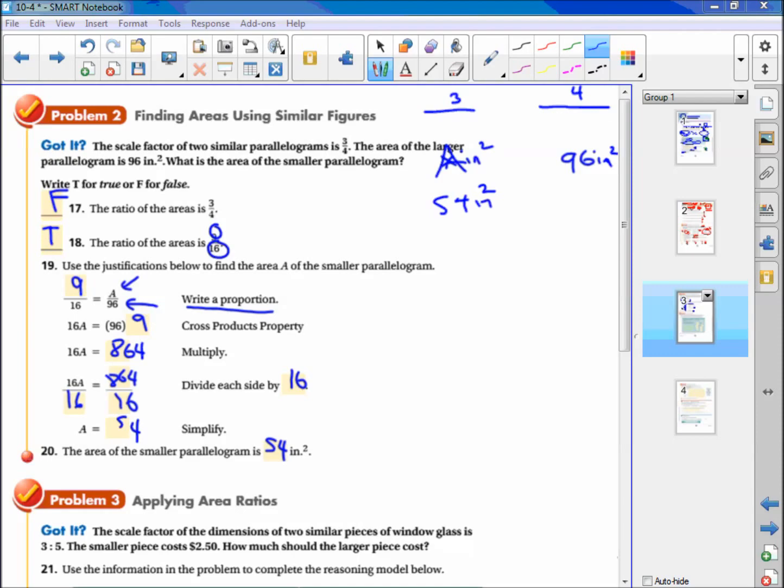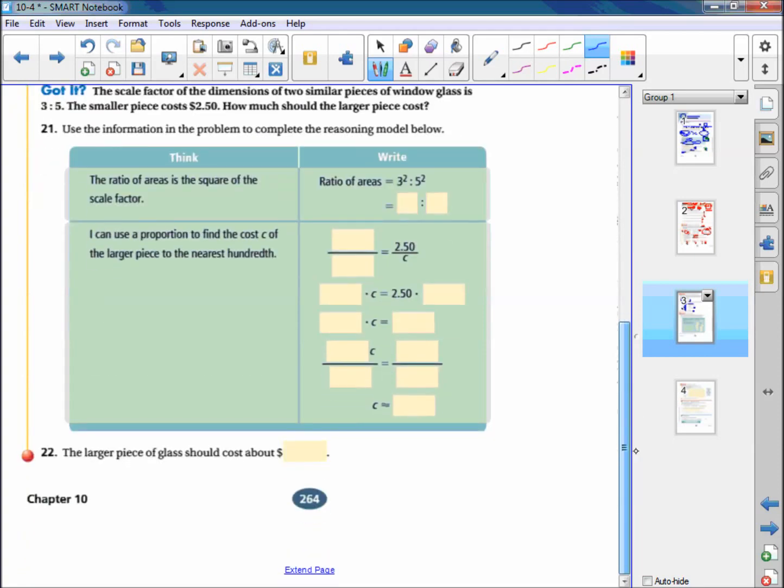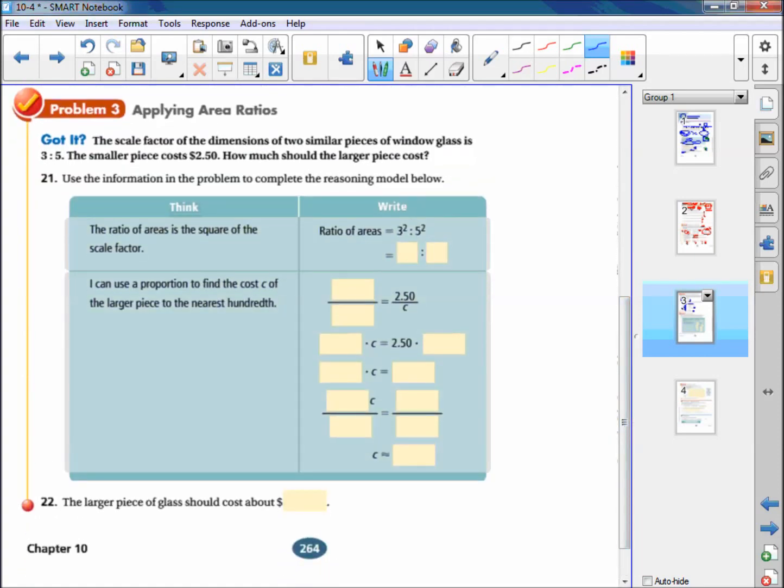All right, problem number 3, applying area ratios. So the scale factor of the dimensions of 2 smaller pieces of window glass is 3 to 5. Okay, the smaller piece costs $2.50. How much should the larger piece cost? So the scale factor of the dimensions, so that's the sides of it, is 3 to 5. So the smaller glass is 3 on one side and the bigger one is 5 on that corresponding side. The smaller piece costs $2.50. The larger piece, we want to know what this will cost.